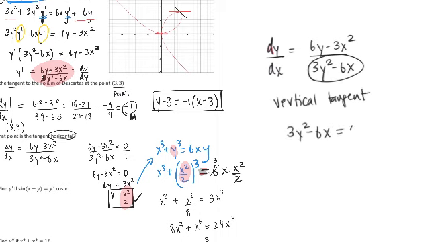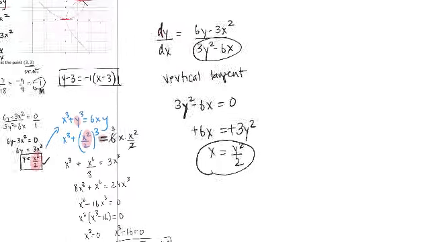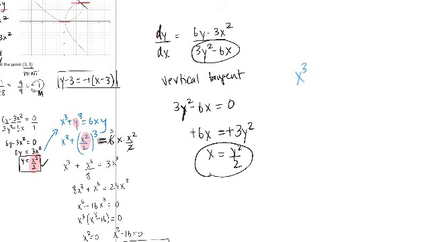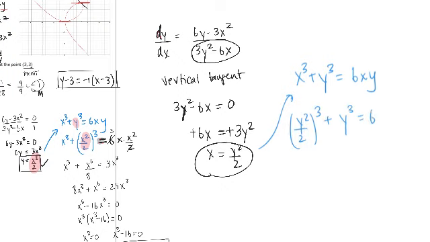So we set that equal to 0 and do the same thing. We first try to find a relationship between x and y. I'll solve this and get x is equal to y squared over 2. Then I'll put this back into the original equation, x cubed plus y cubed equals 6xy. I plug it in and get (y squared over 2) to the power 3 plus y cubed equals 6 times y squared over 2 times y. So I'm putting this in for x everywhere.